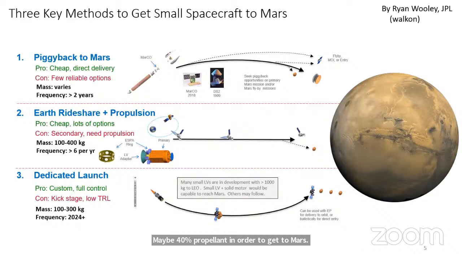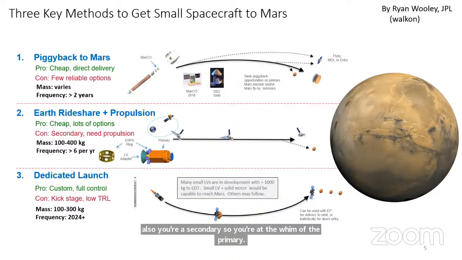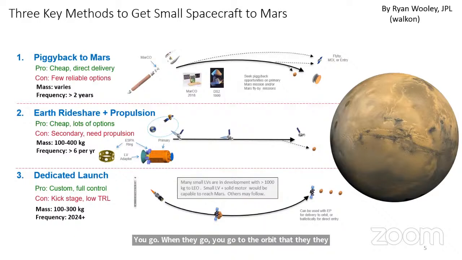And also, you're a secondary, so you're at the whim of the primary. You go when they go, you go to the orbit that they dictate, and it makes it much more challenging because Earth and Mars need to be aligned at the right time, and so you might have to do a lot of waiting. And the last one, the more ideal one, is a dedicated launch.